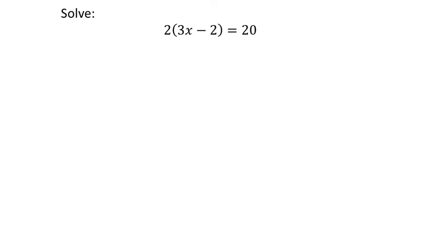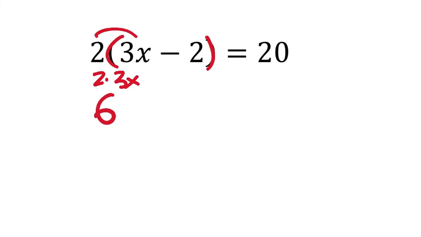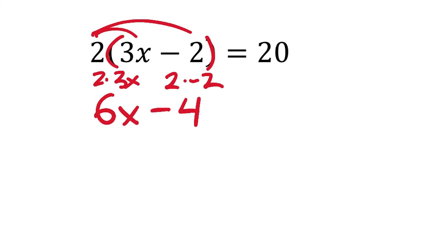All right, here we go. Let's do this one. So some distribution, definitely some distribution right here. So I'm going to take my 2, multiply it by the 3 x's, and that'll give me 6 x's. But also 2, again, it's not just 2 times 2, it's 2 times negative 2, which gives me negative 4. So this equals a 20 still. It's good news.